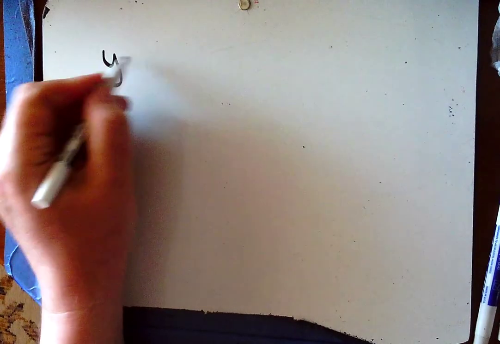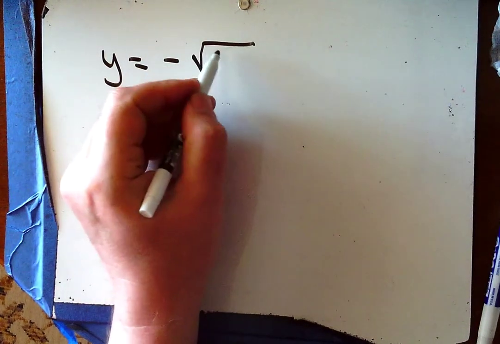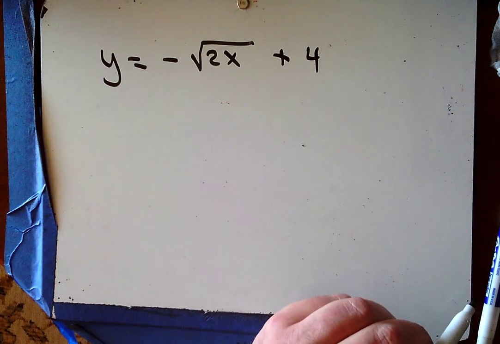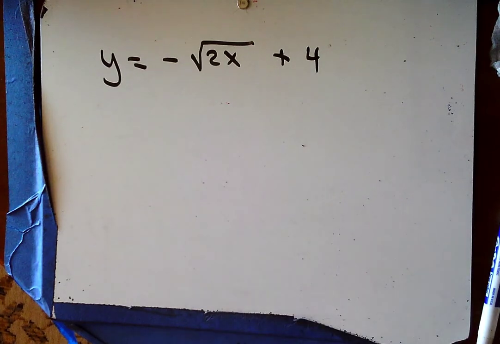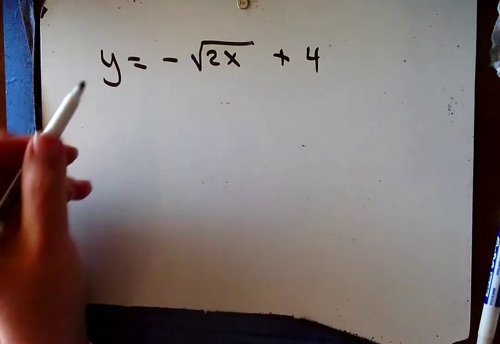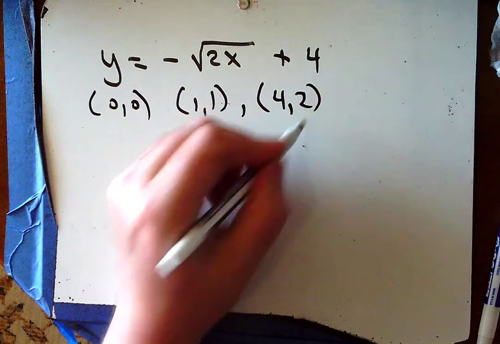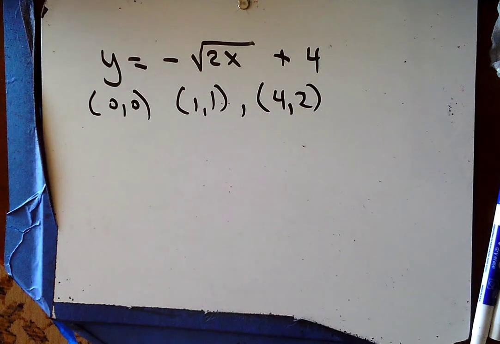All right, how about this one? Y equals negative square root 2x plus 4. Why don't you try graphing this one? The reference points will still be the same, 0, 0, 1, 1, and 4, 2. Think about what these transformations do to the reference graph, and think about how you carry out the transformations. Why don't you give it a try and pause the video, come back when you're ready to check, or if you're not sure and have some questions.